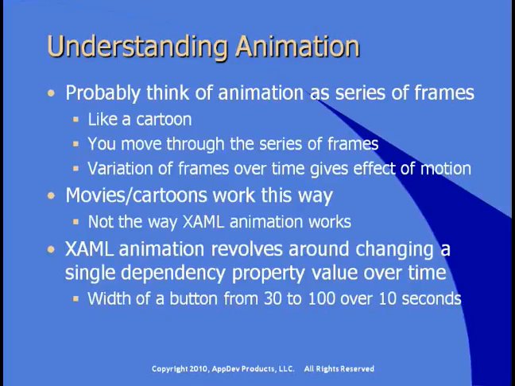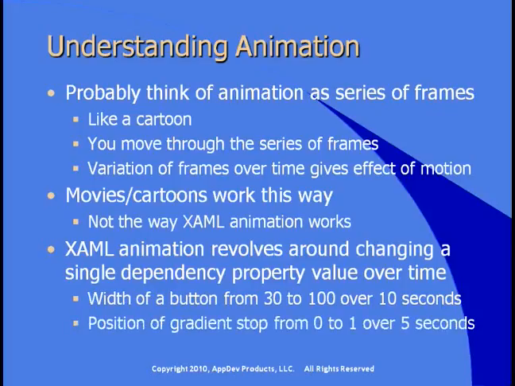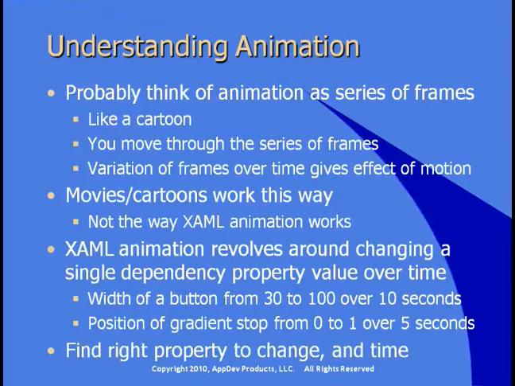You might, for example, change the width of a button from 30 to 100 over a period of 10 seconds, or change the position of a gradient stop from 0 to 1 over a period of 5 seconds. The trick is finding the right property to change and the time over which you want to change it.